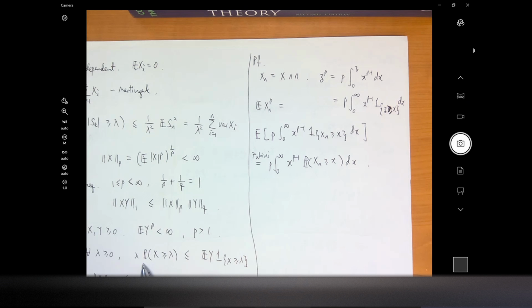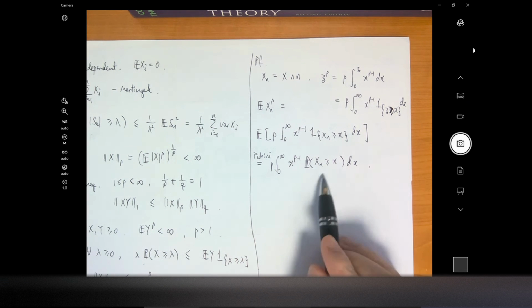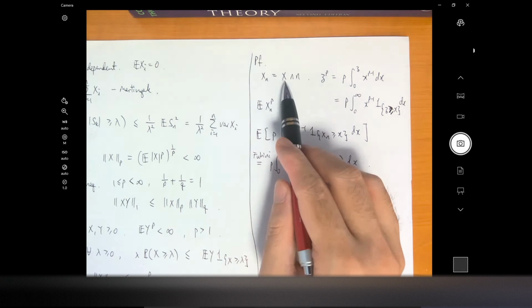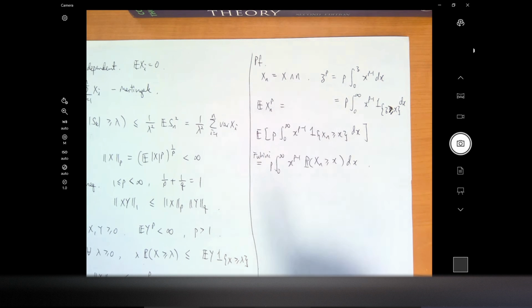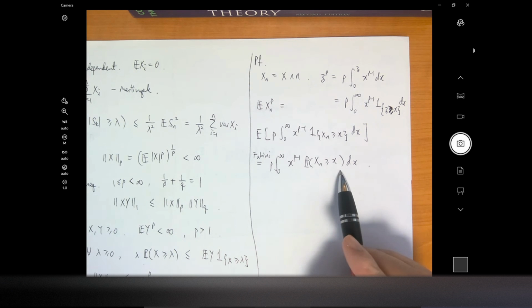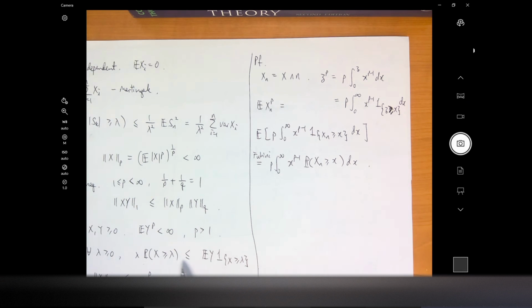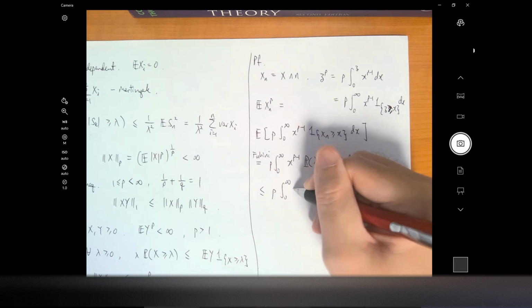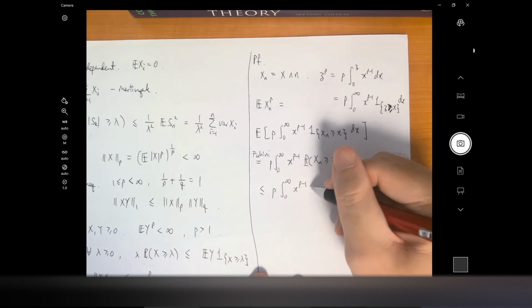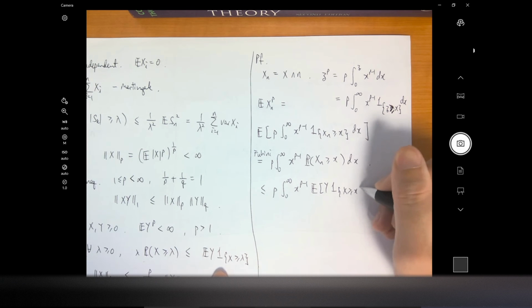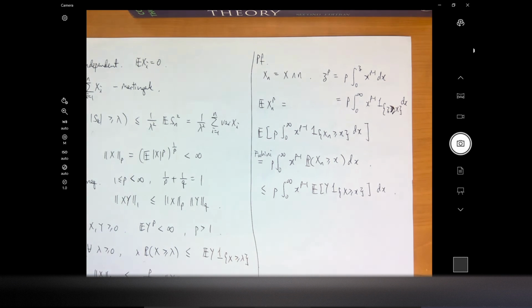Now I will apply the condition that's given over here. X_n is X minimum with n, so X_n is smaller or equal to X. So this probability will be smaller or equal to the probability of X bigger or equal to x, and then I can apply this condition over here. So this will be smaller or equal to p times the integral, applying this condition, of the expectation of Y times the indicator of X bigger or equal to x.